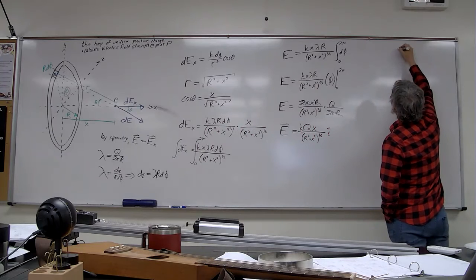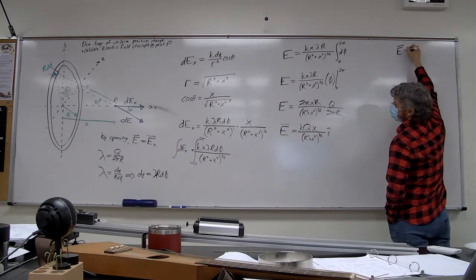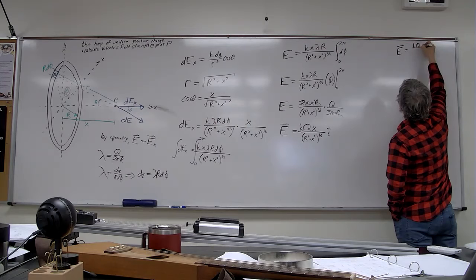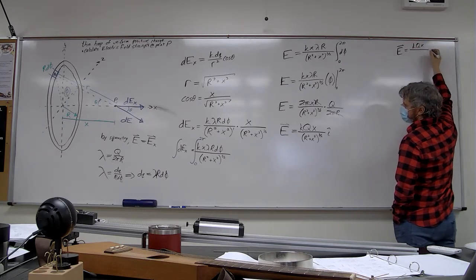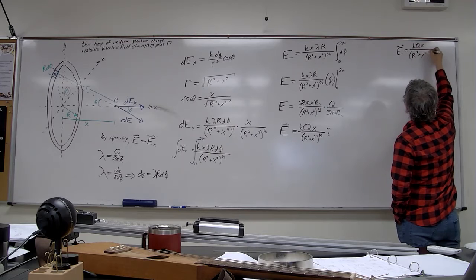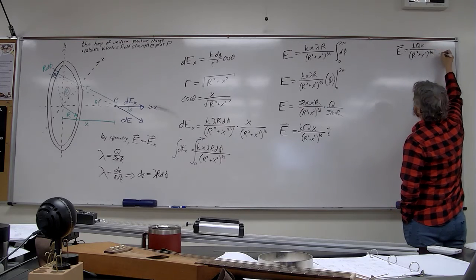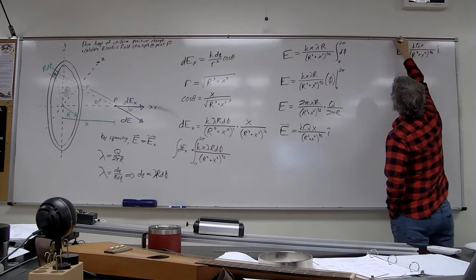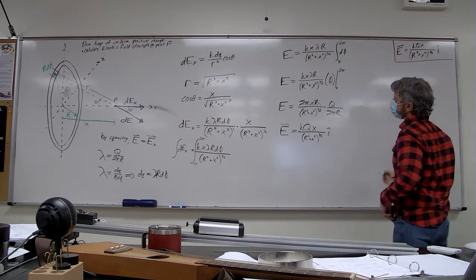So I'm going to write this result up here. The electric field is equal to k q x over (R squared plus x squared) to the 3 halves times i, because we're actually going to use this result. So let's put a pin in that.